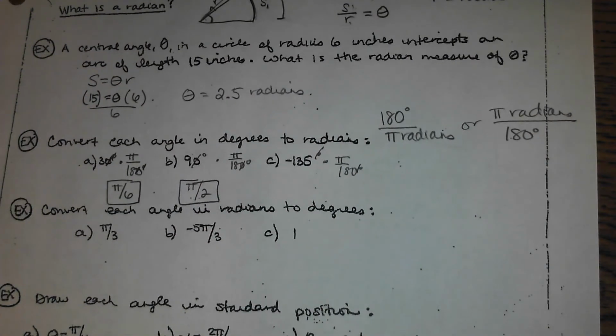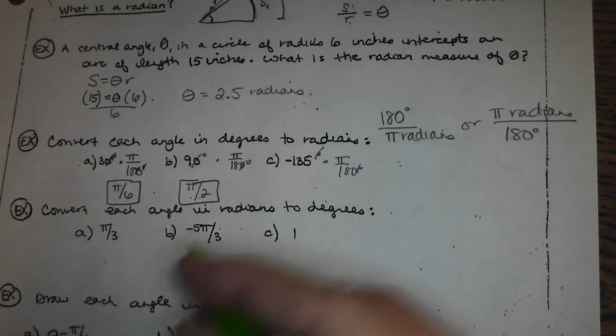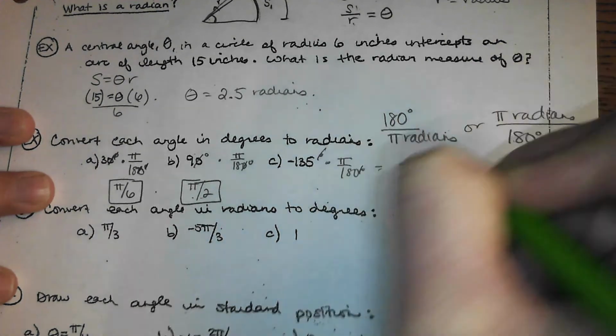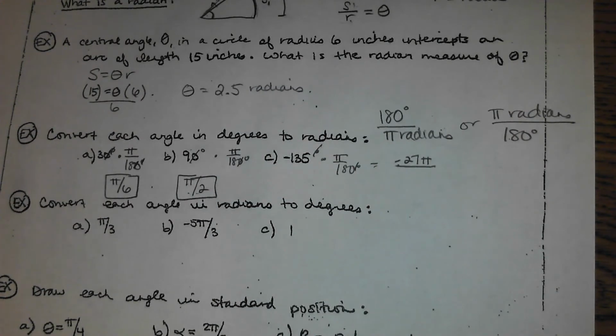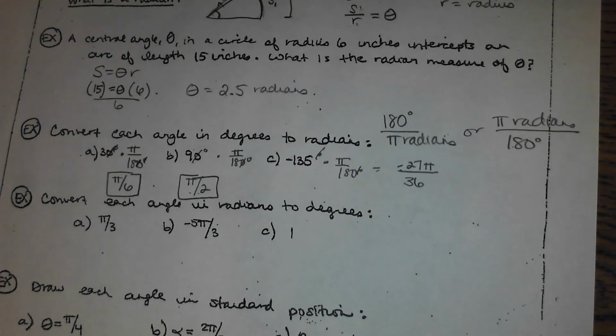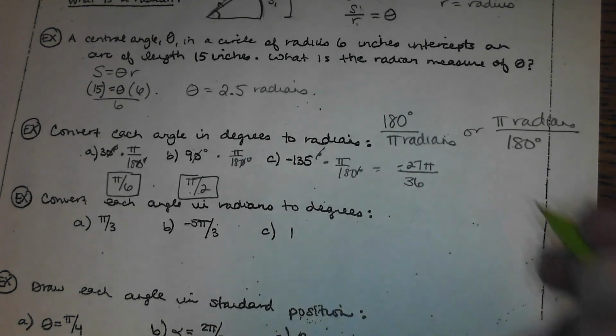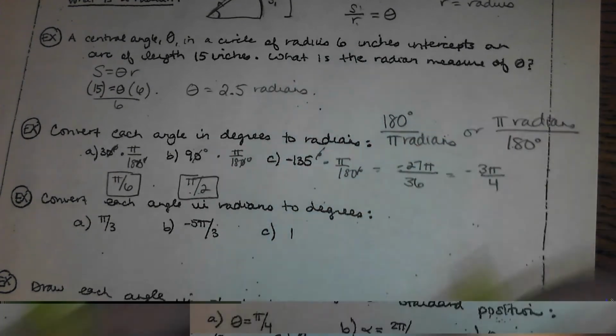135 and 180 are both divisible by 5 or 15. Well, let's reduce it by 5 first. So 135 divided by 5 is 27. And 180 divided by 5 is 36. Did I do that right? Sorry, pushing in on mental math here. Now these two are reducible by more. What goes into 27 and 36? 9. So negative 3 pi over 4.